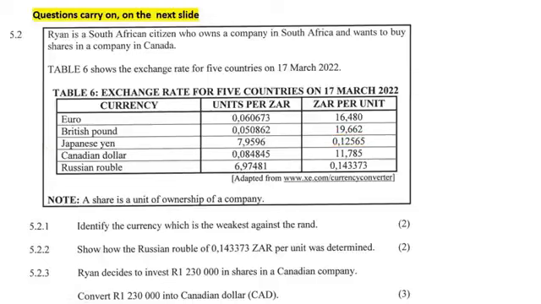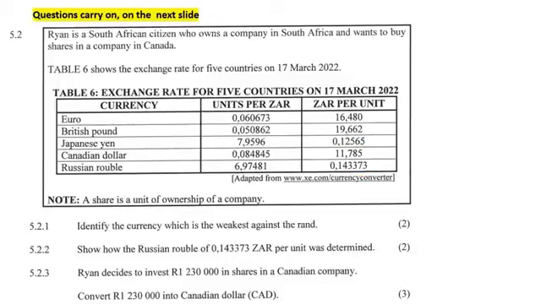Okay, so the first question says, identify the currency which is the weakest against the Rand. So, okay, so if you look carefully, to be able to buy a euro, you're going to have to pay 16 Rand, okay, a little bit more than 16 Rand. To be able to buy a British pound, you're going to have to pay nearly 20 Rand. To be able to buy a Canadian dollar, you're going to have to pay nearly 12 Rand, or 11,785. To buy a Russian ruble, you only have to pay 0.14. I'm just going to ignore those decimals for now. And to buy a Japanese yen, you only have to pay 0.12.